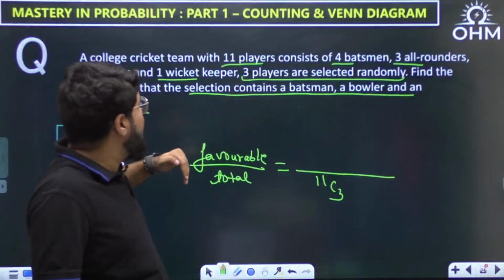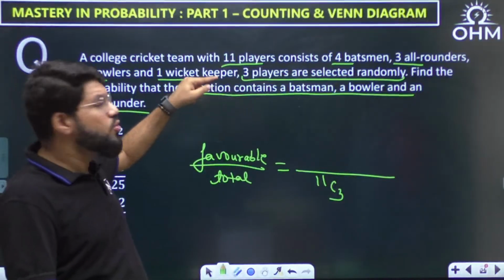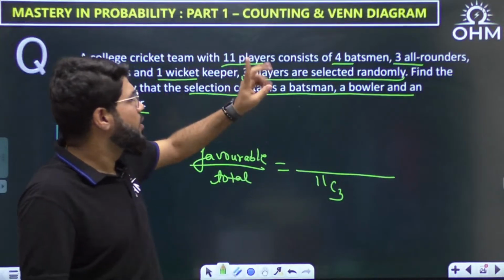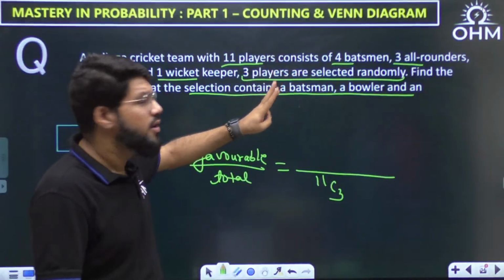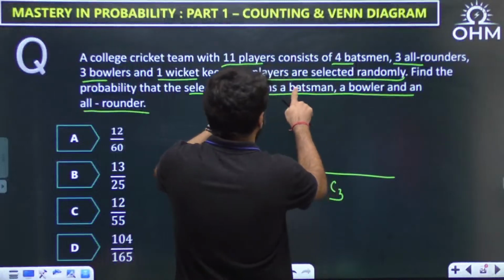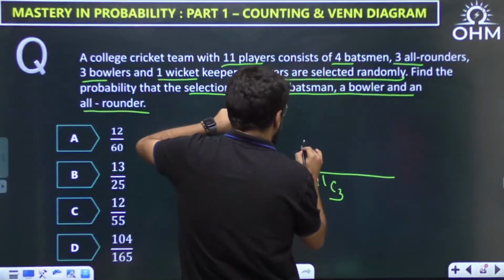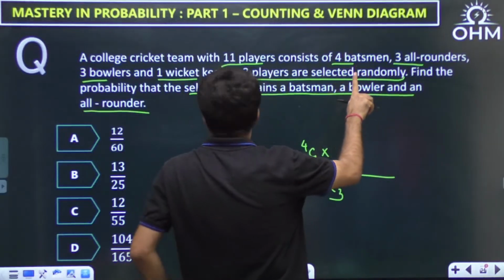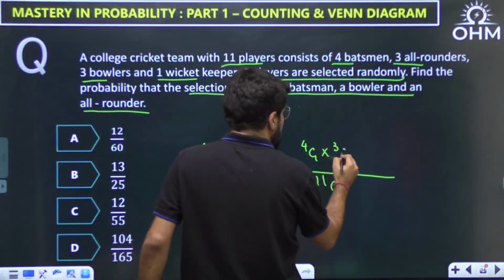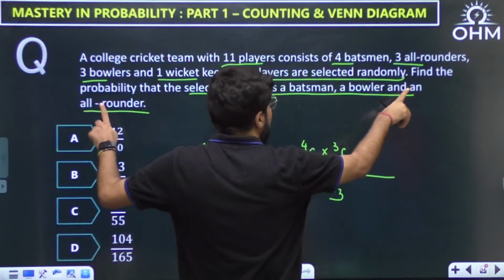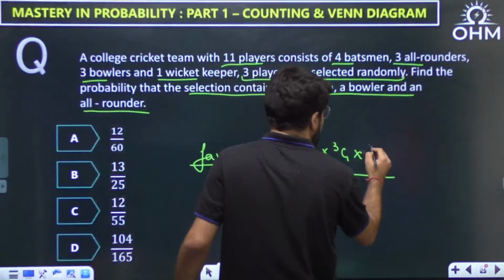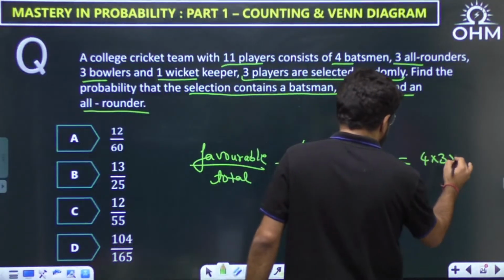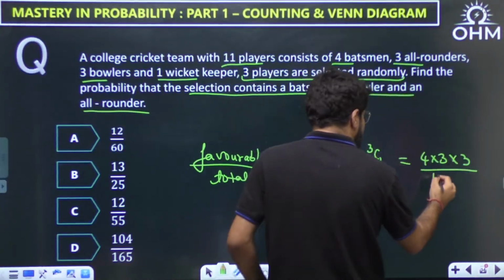What you require is mentioned in the question. You require that the selection should contain a batsman, a bowler, and an all-rounder: one batsman, one bowler, one all-rounder. In how many ways can you select a batsman out of 4? 4C1. A bowler, a single bowler out of 3 bowlers, 3C1. A single all-rounder out of 3, 3C1. So 4C1 is 4, 3C1 is 3, 3C1 is again 3, divided by 11C3.